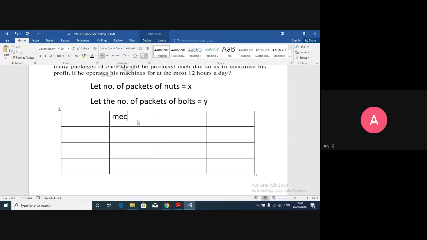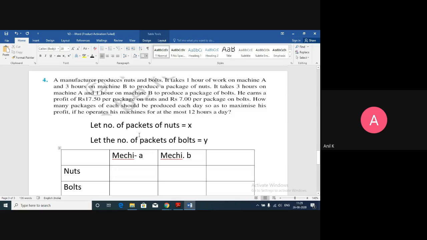So what I write here is machine A and here I write machine B. Here I write nuts and down I write bolts. In machine A, how many hours am I taking? 1 hour of work on machine A, 3 hours of work on machine B to produce nuts. So 1 hour here and 3 hours here. What about the bolts? It takes 3 hours on machine A, 1 hour on B to produce packets of bolts. So this is 3 and this is 1.